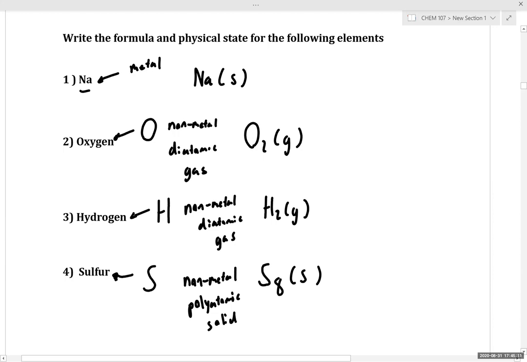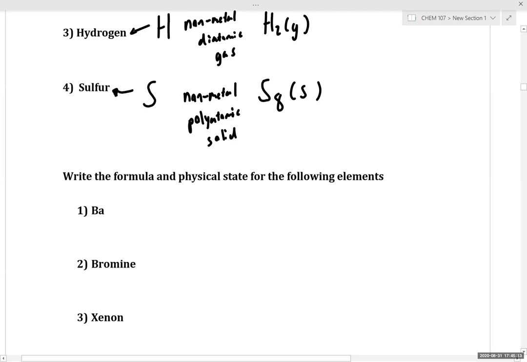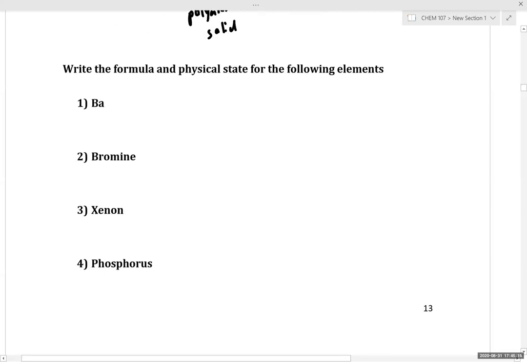Perfect. So let's now take a look at the following 4 elements, and let's try to assign the formula and physical state for each element. And we'll discuss this example in about 3 to 4 minutes. And don't be shy to share your responses in the chat or verbally, or you can share a question in the chat or verbally. And we'll discuss in about 3 to 4 minutes.